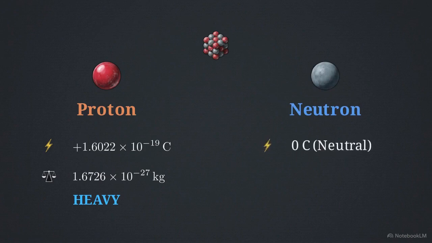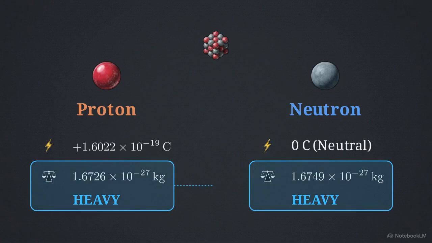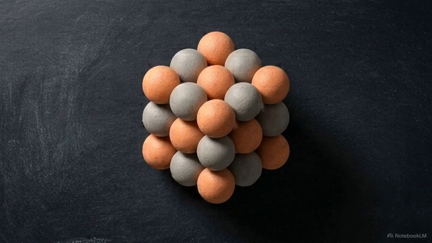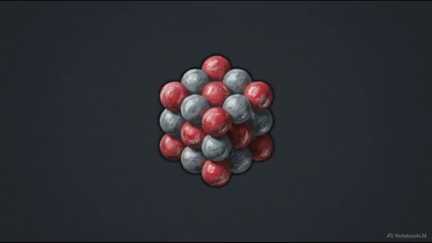Packed alongside are neutrons. A neutron is a strictly neutral particle. Its electrical charge is exactly 0. But put a neutron on a scale and it registers at 1.6749 times 10 to the negative 27th kilograms. It is nearly identical in mass to the heavy proton. Because these massive particles are firmly locked together in the center, this tiny nucleus hoards virtually 100% of the atom's entire physical mass.